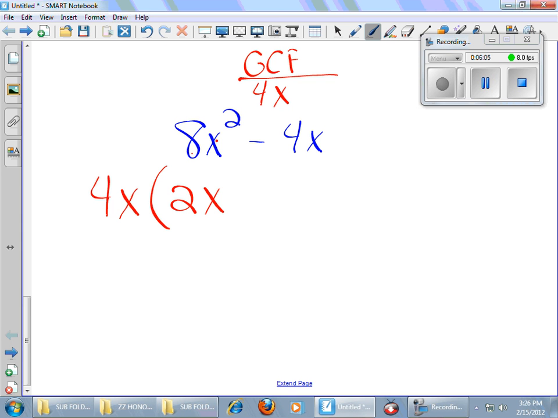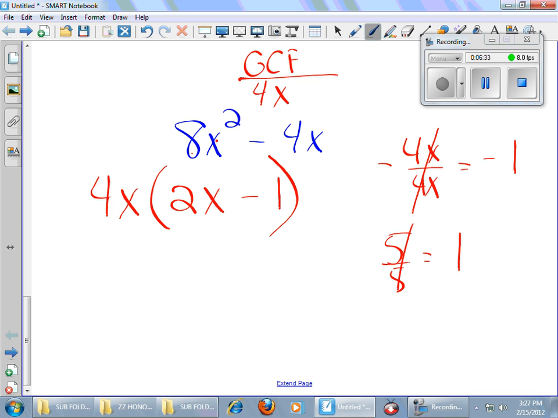Now, some of you are going to say, if I divide 4x by 4x, they're going to cancel. I agree, but they don't cancel to make 0. They cancel to make 1. I'm going to get a minus 1. Stop and think about that for a minute. If I divide 4x by 4x, it's not nothing. Those cancel to make 1, in this case, negative 1. Think about it. 5 divided by 5. Those cancel to make 1, not 0.